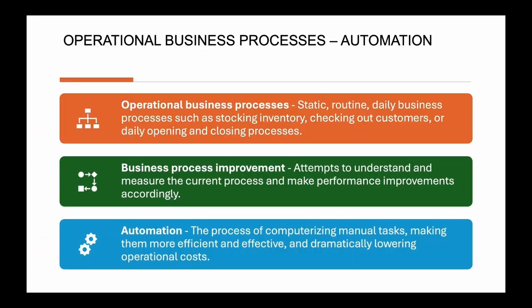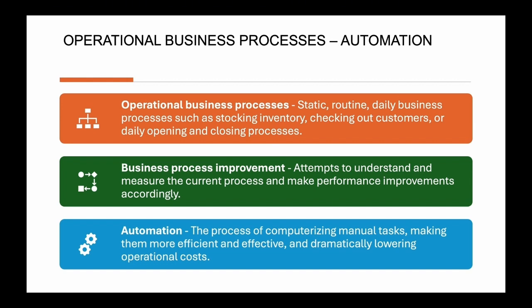اسمه digitization. هل operational business processes الautomation operational business process هي static routine daily business processes such as stocking inventory, checking out customers or daily opening and closing processes. هاي حكينا عنها من قبل. في عندكم business process improvement attempts to understand and measure the current process and makes the performance improvements accordingly. Business process improvement من الاسم improvement you improve the current process.